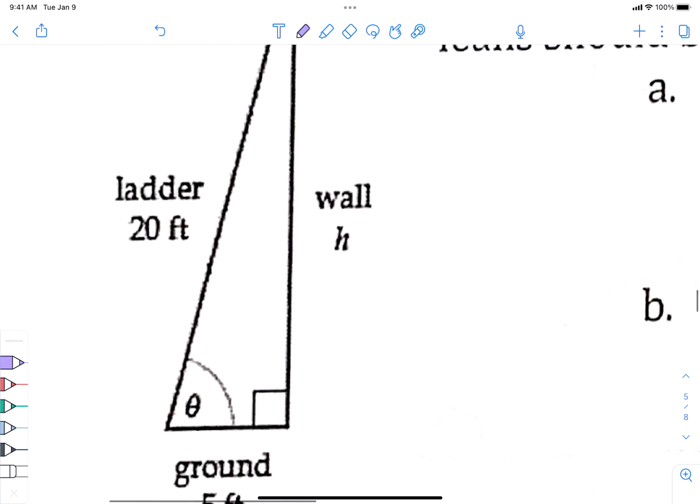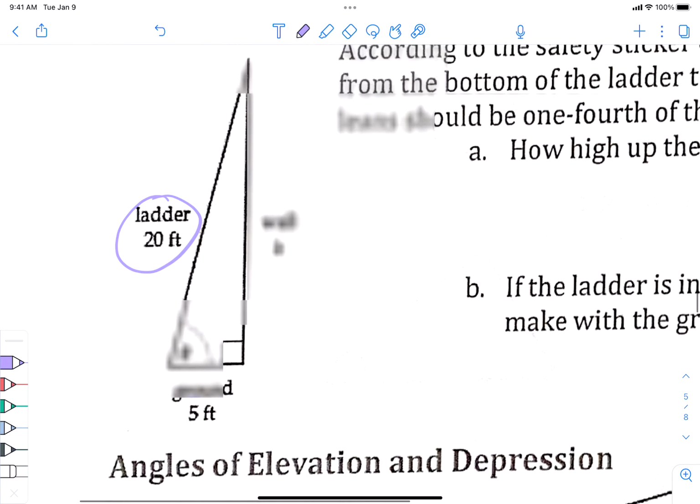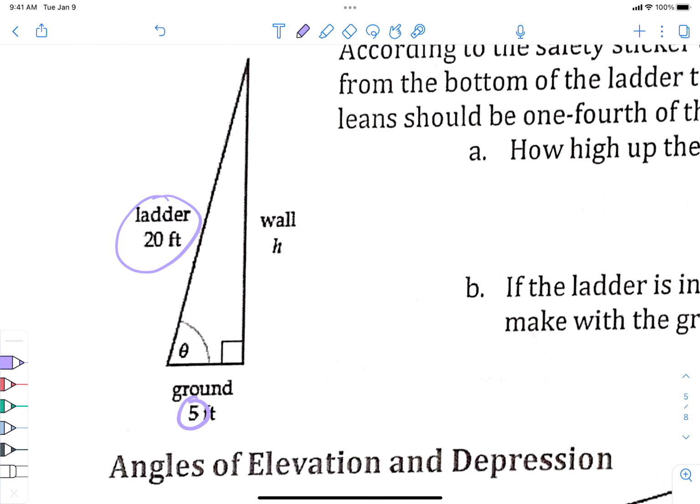So your ladder is here and it's 20 feet. And if it has to be 1/4 of the distance away, then that has to be 5 feet, right? If it was 24 feet, it would have to be 6 feet, etc., right? Going all the way. Why do they specify that? Why would they specify it has to be 5 feet away from the wall?